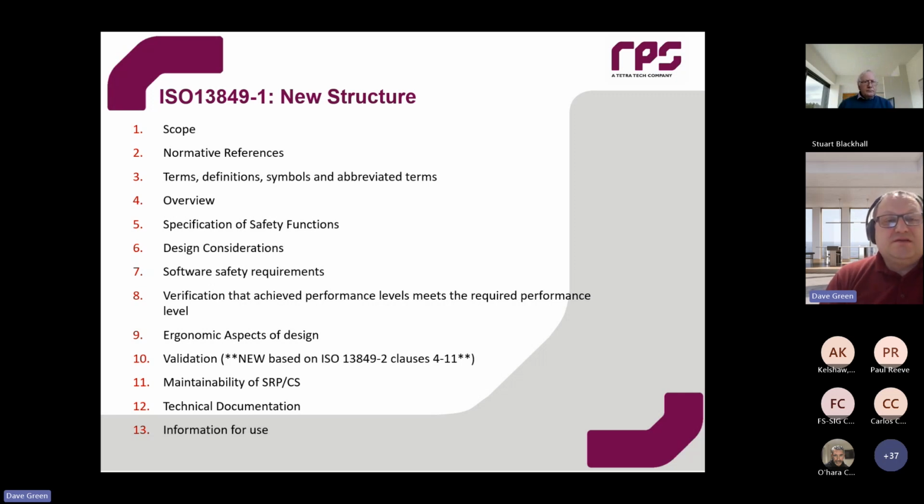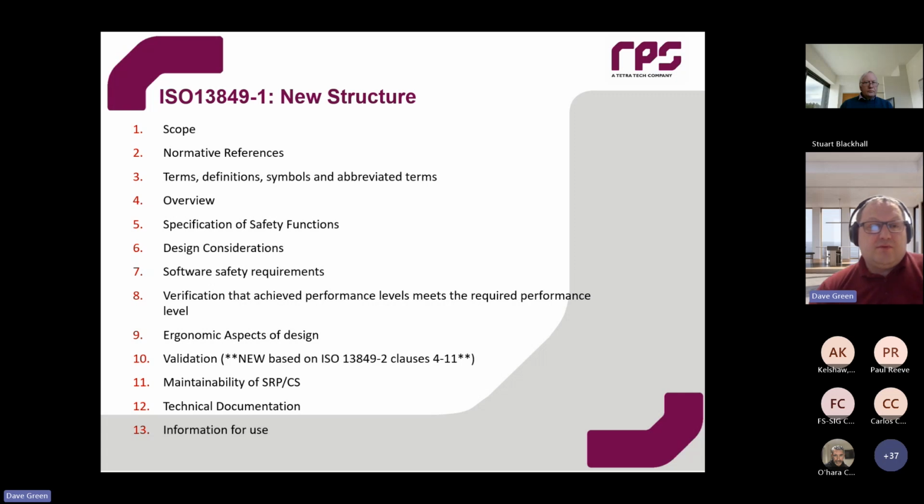Then we've got the specification of safety functions. The risk graph is still here in 13849. Then we're into design considerations, things like reliability, architecture, systematics, very similar to 62061. Software safety requirements, the V model's been changed in here. And there's two different types of software that we'll talk about later. And then the verification that achieved performance level meets the required performance level, similar to the 62061.